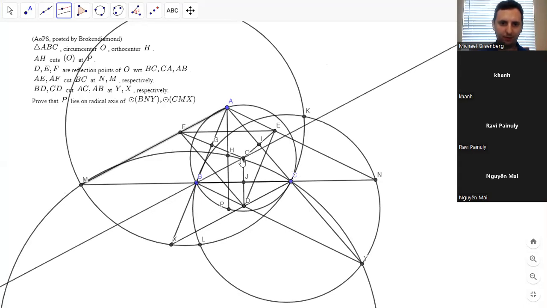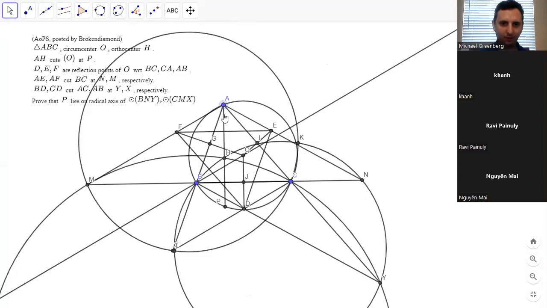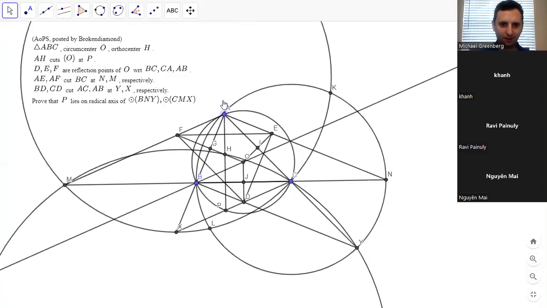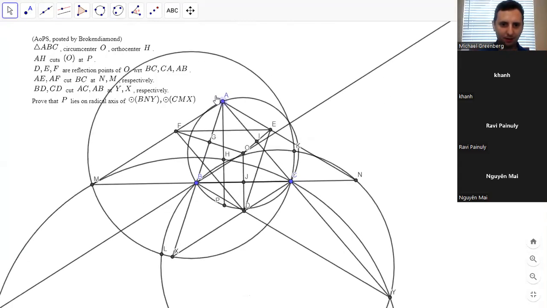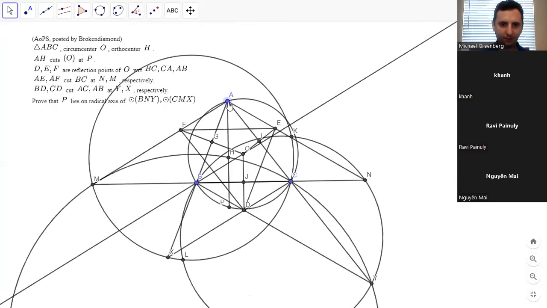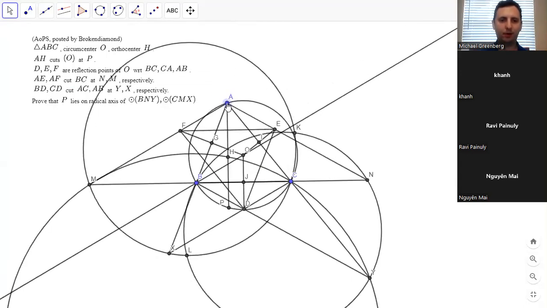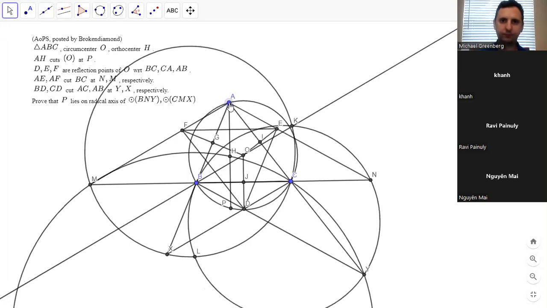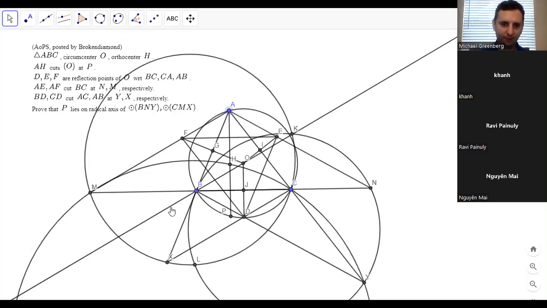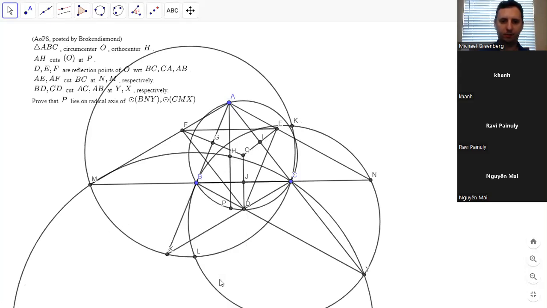In this picture, it looks like it, right? Wait, did we just miss that? Yeah, it looks like those are definitely parallel. I don't know if that's obvious. It's a simple angle chase. Okay. Yeah, I guess we just missed that.